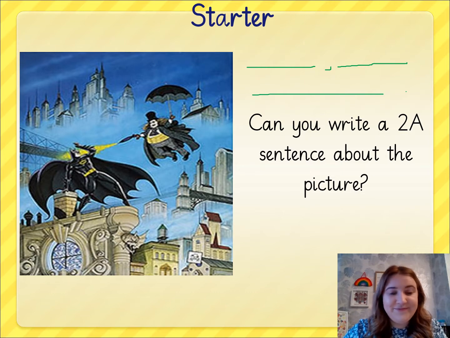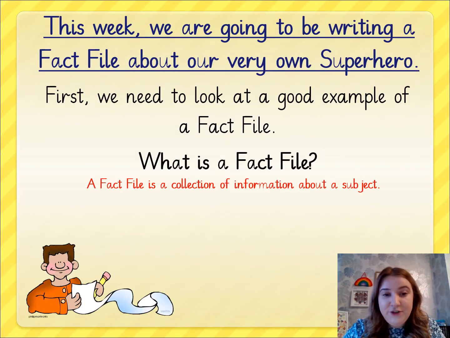Okay, I'm just going to recap what we are looking at this week, and I spoke about this in yesterday's lesson. So this week we're going to be writing a fact file about our own superhero, and yesterday we looked at a really good example of a fact file. We spoke about its features and we spoke about what was in it. Now remember, a fact file is a collection of information about something, so it's all pieces of information, lots of different pieces of information that have been put together about something.